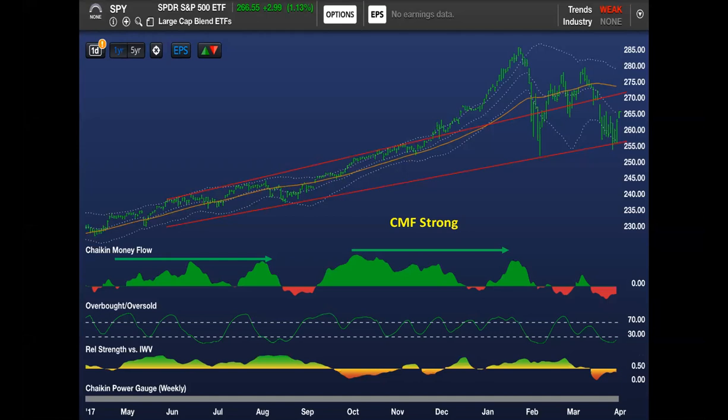As we'll see in a minute, that speaks to a different kind of bottoming process than we saw in 2017 or 16. So we rallied up, but look what happened at Chaikin money flow. It didn't go positive. The institutions weren't buying into that rally. It might have been short covering or the public, but that wasn't institutional buying.